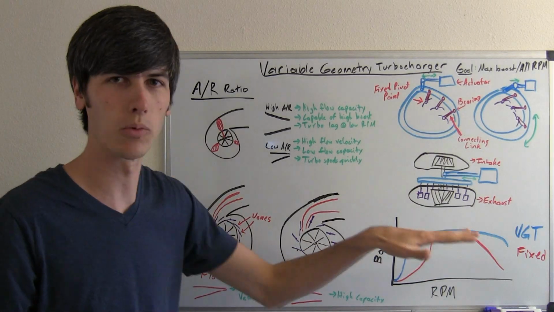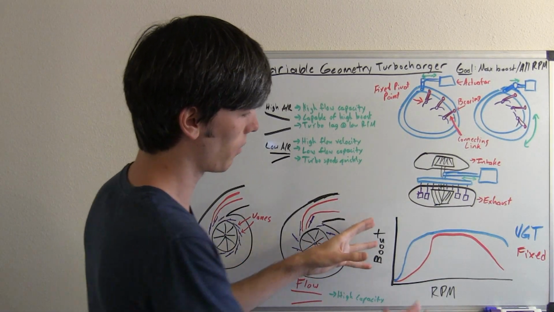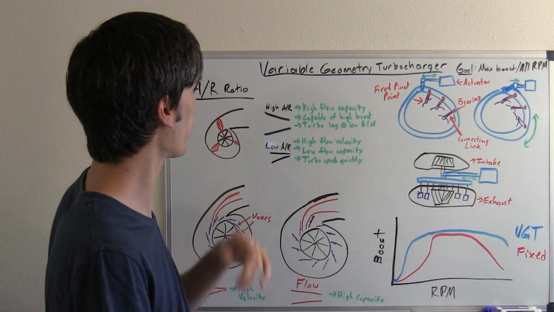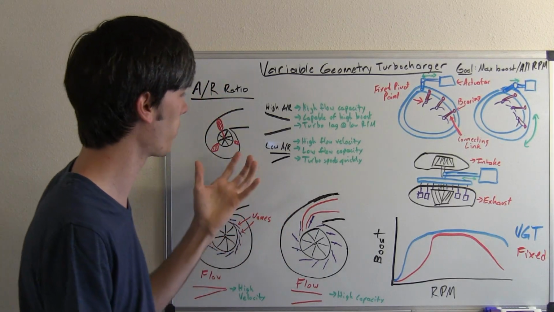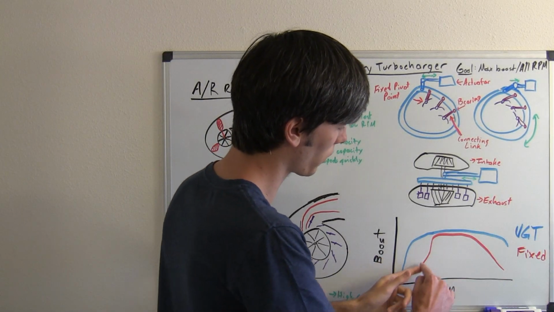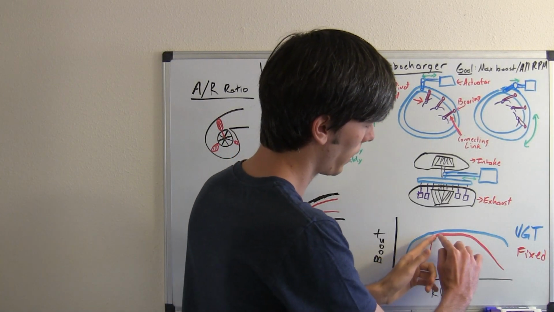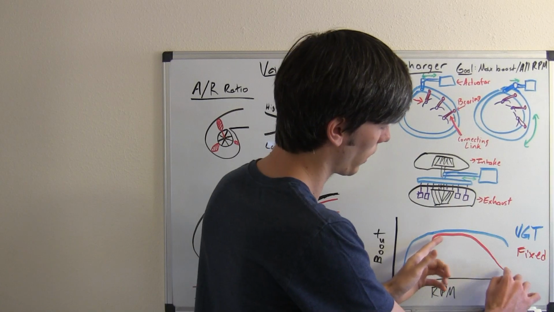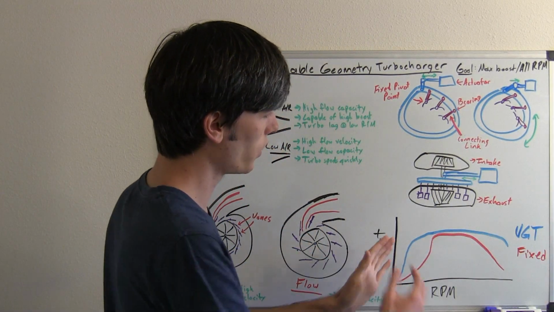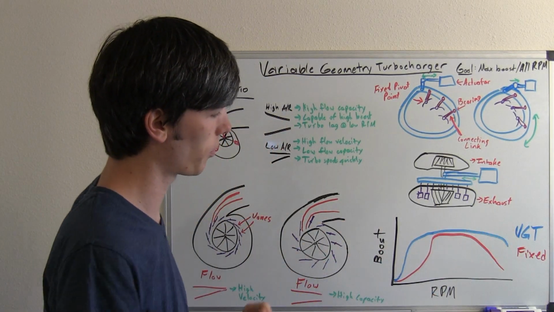So ultimately, what is this achieving? Well, you've got boost versus RPM, and with a fixed AR ratio turbocharger, basically you're going to optimize it for a certain rev range. So this one here, for example, you get to a certain rev, and it creates the maximum boost, and then it kind of dies out as you go on. Well, with a variable geometry turbocharger, you can maximize for a much greater RPM range.